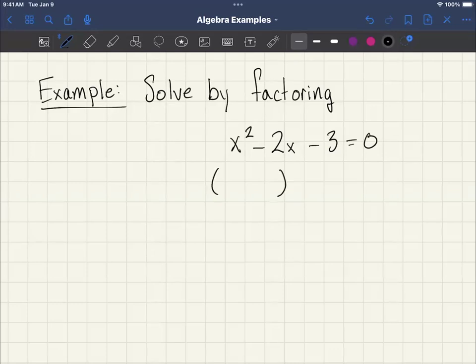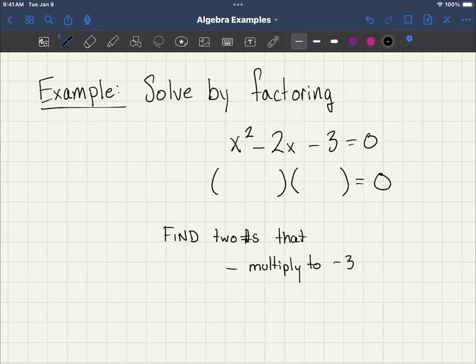bits, right? We want to factor this and get two chunks that are going to multiply each other to get 0. So basically what we're doing is we are going to find two numbers that do two things, okay? First one is we need them to multiply to -3, right? That's going to be the last number here, right?